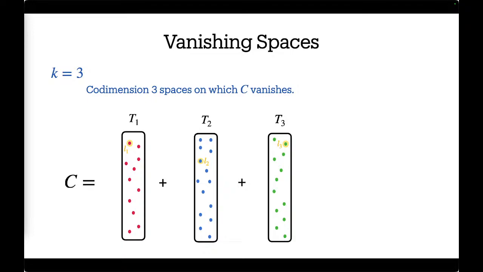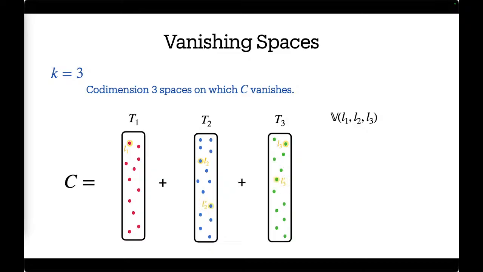So if you consider C mod this ideal that's generated by L1, L2, L3, it's 0, and this space, the codimension 3 space, that is, whose kernel is generated by L1, L2, L3, is a vanishing space for our circuit. Let's say we are not happy with just one such space.